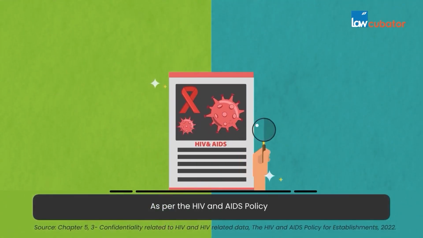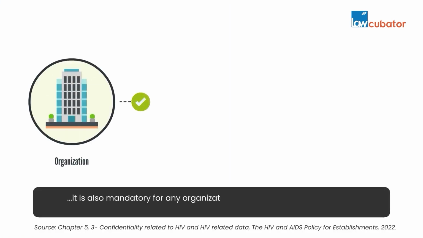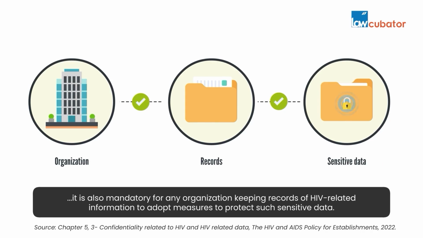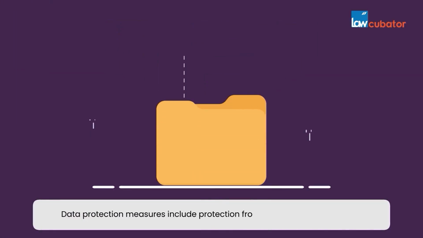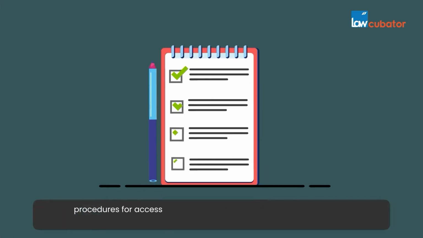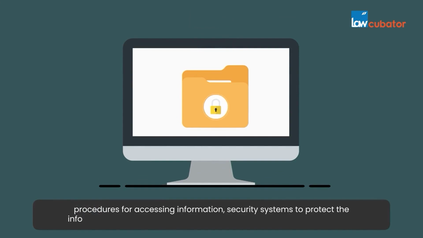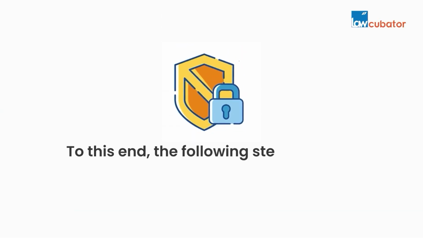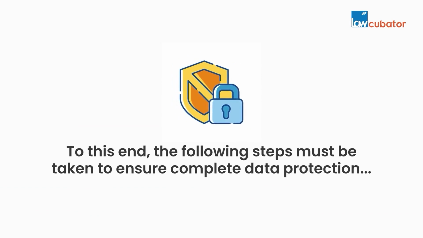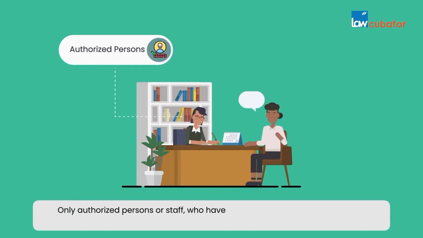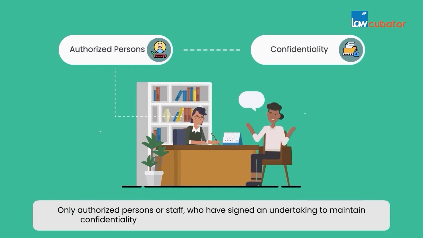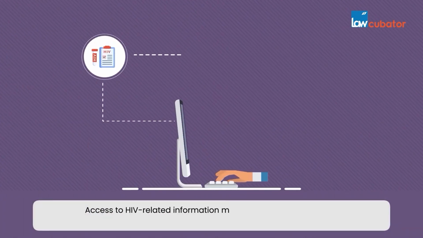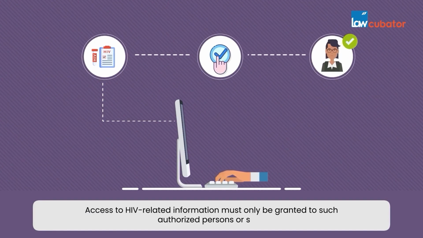As per the HIV and AIDS policy, it is also mandatory for any organization keeping records of HIV-related information to adopt measures to protect such sensitive data. Data protection measures include protection from disclosing sensitive data, procedures for accessing information, security systems to protect the information, and other mechanisms to ensure everyone's accountability. To this end, the following steps must be taken to ensure complete data protection. Only authorized persons or staff who have signed an undertaking to maintain confidentiality of information must collect HIV-related information. Access to HIV-related information must only be granted to such authorized persons or staff.